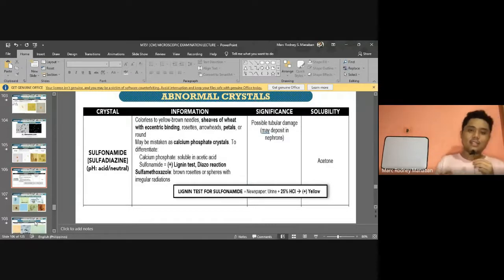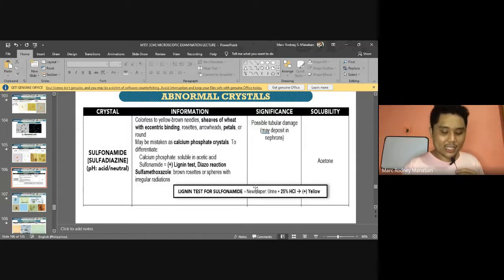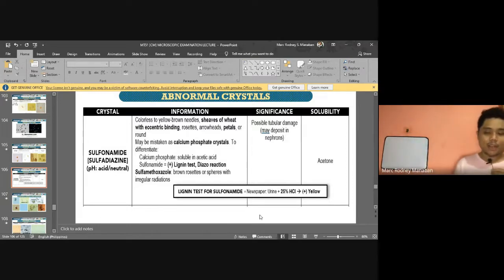So these sulfonamide crystals can appear as needles, sheaves of wheat, bundled together, with eccentric binding, meaning the binding is not in the middle but off-center, rosettes, arrowheads, or petals, and they can be mistaken for calcium phosphate crystals. How do we differentiate calcium phosphate? It's soluble in acetic acid. And for sulfonamide, you can perform the lignin test. For the lignin test, you use paper as the background, add urine plus 25% HCl, and look for a color change, which should be yellow. And that's positive for sulfonamide.